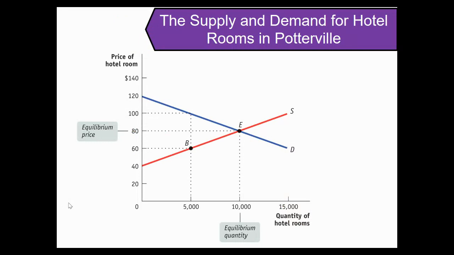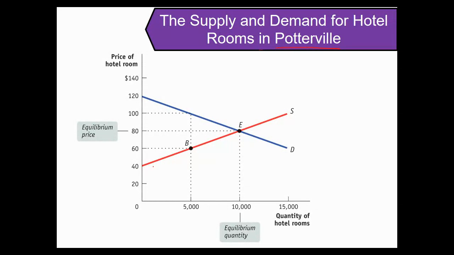So if we take a look at this example right here, let's say in the absence of any kind of taxes, the equilibrium price for a hotel room in Pottersville, if we're at equilibrium, they're able in a year to rent out 10,000 rooms at an equilibrium price of $80. Once again, we are maximizing our total surplus of consumer surplus and producer surplus. So in the absence of taxes, the equilibrium price of the hotel is $80, and they're renting out 10,000 rooms.